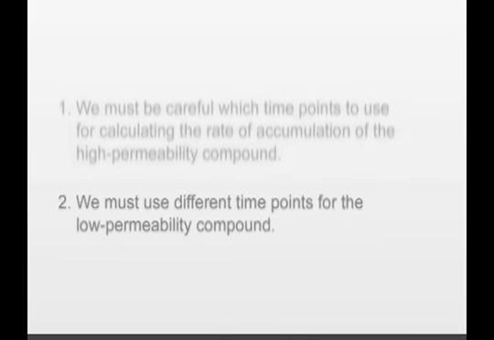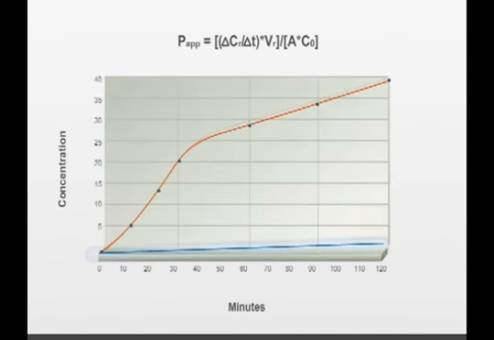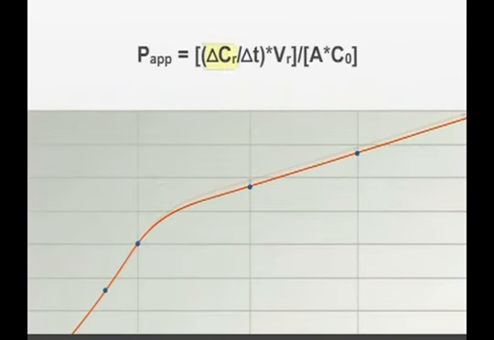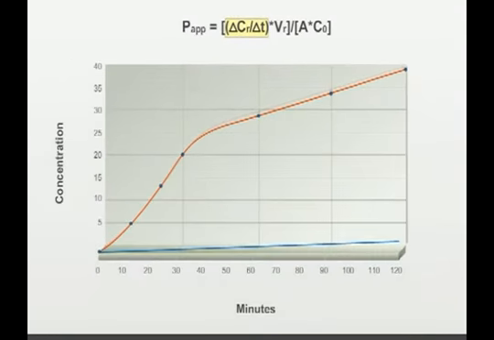The low reference compound is easy. It's something that we use over and over. The recovery is high, and we know from experience that its accumulation in the receiver compartment is linear for at least 2 hours. Figuring out which time points to use for a high permeability compound, particularly if it is an API that we don't have a lot of experience with, is more difficult, as we will now illustrate.